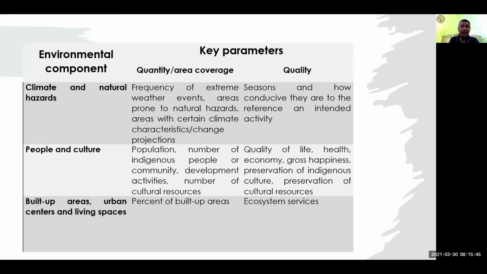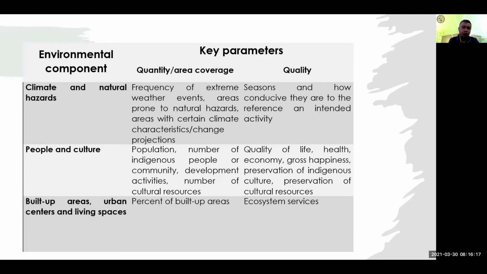Another component is climate and natural hazards. For the quantity, the parameters in here are the frequency of extreme weather events, the areas prone to natural hazards, and areas with certain climate characteristics or change projections. Now, to check for the quality, we are looking into parameters such as seasons and how conducive they are to the reference of an intended activity.